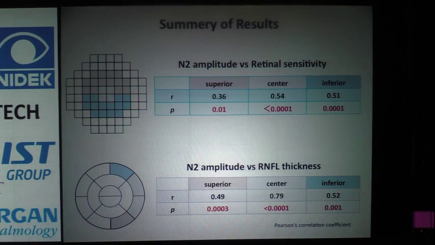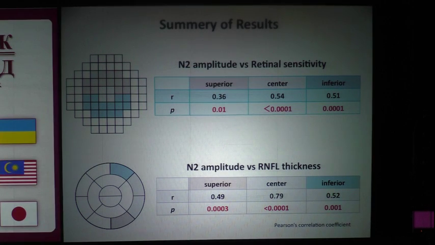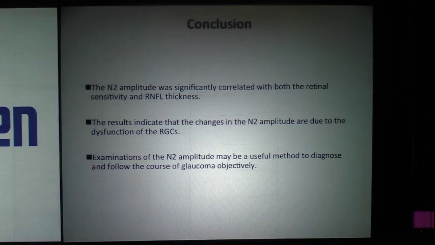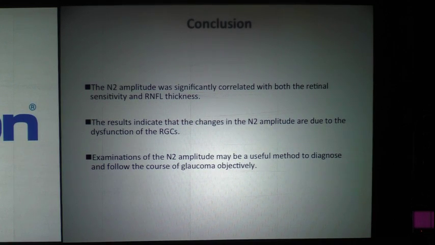This is a summary of our results. N2 amplitude is significantly decreased, and significant correlation was shown in both retinal sensitivity and RNFL thickness. This is our conclusion. The N2 amplitude was significantly correlated with both the retinal sensitivity and RNFL thickness. The result indicates that the changes in the N2 amplitude are due to the dysfunction of the retinal ganglion cells. Examination of the N2 amplitude may be a useful method to diagnose and follow the course of glaucoma objectively.